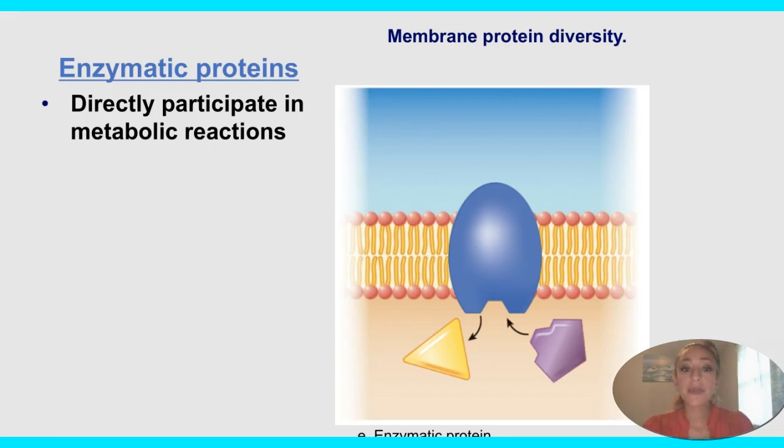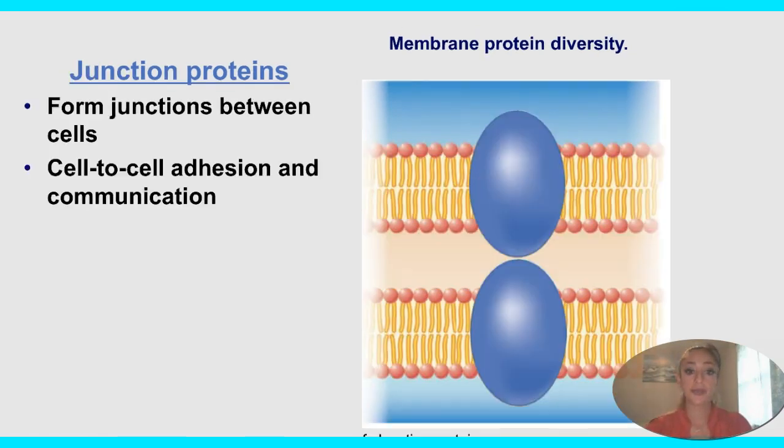There's also enzymatic proteins. Enzymes, as you all know, actually help chemical reactions occur quicker because they reduce the amount of activation energy required for that chemical reaction to occur. Right here is an enzymatic protein, meaning that a substrate can sit here and bind to it and then potentially release a different kind of product that your cell was needing at that time.